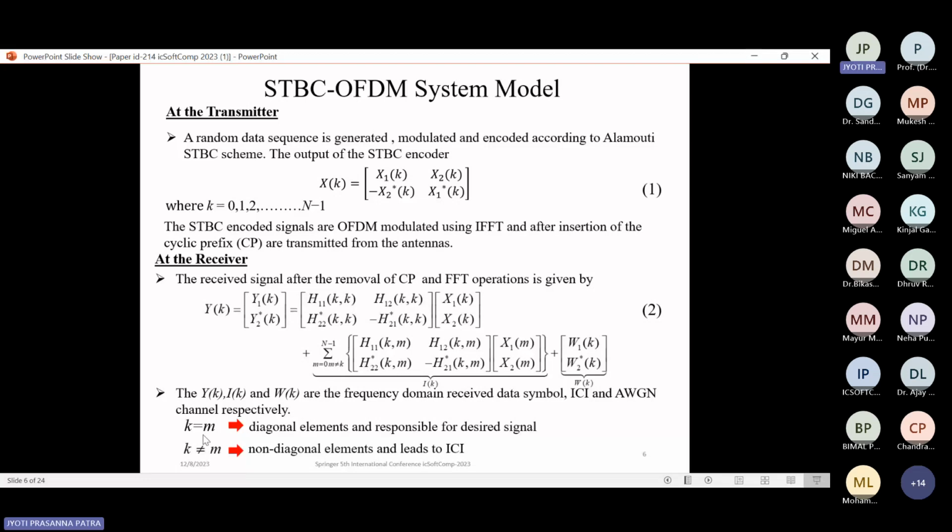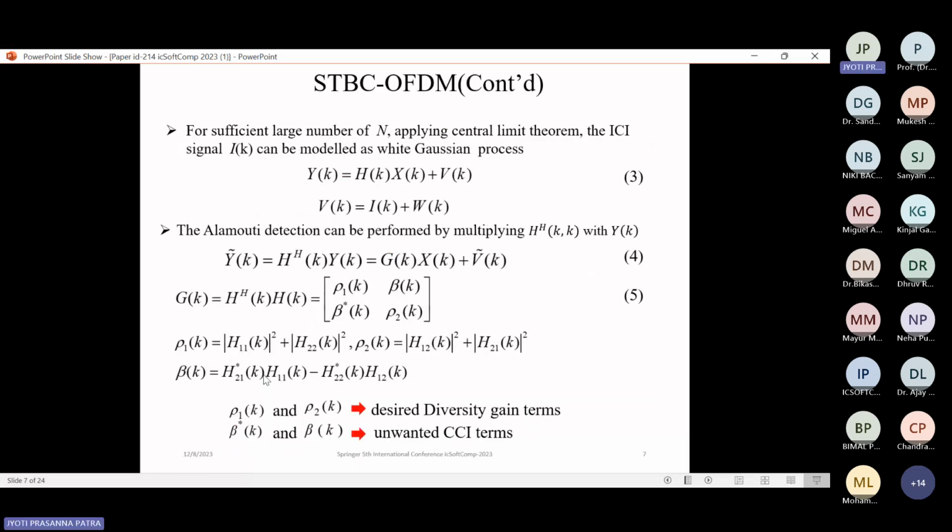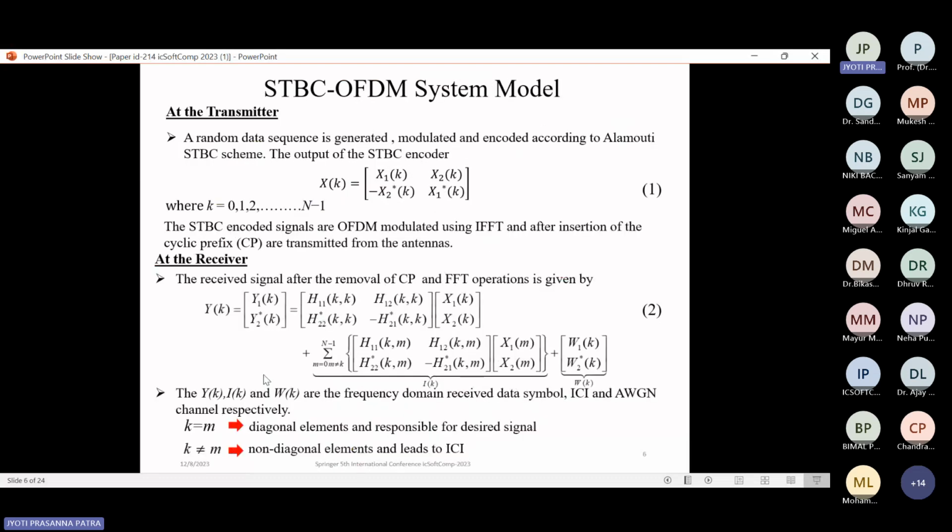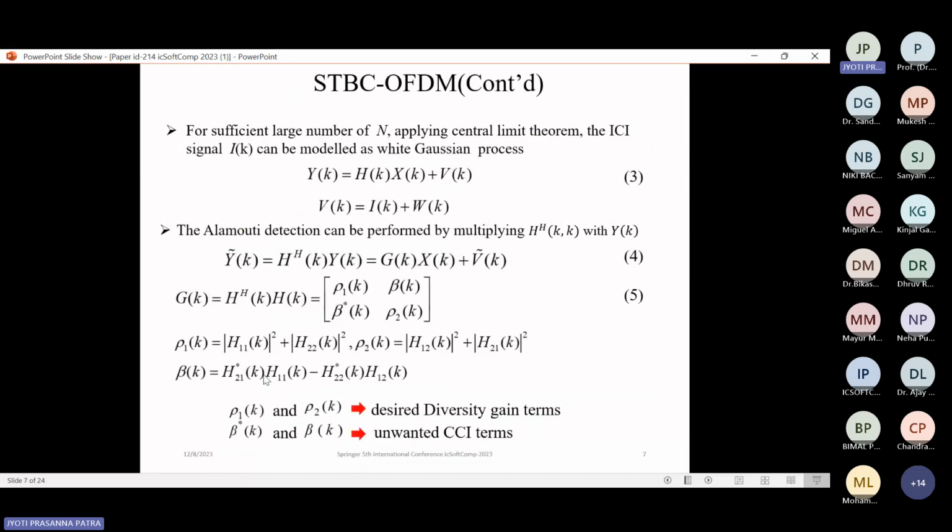Inter-carrier interference. Here we'll see that k is equal to m, that is diagonal elements, are responsible for the desired signal, whereas k is not equal to m turns to ICI, inter-carrier interference. So for a sufficiently large number of subcarriers, the ICI effect can be ignored initially and can be modeled using a white Gaussian process. So we can write Ik plus Wk, that is equal to Vk.